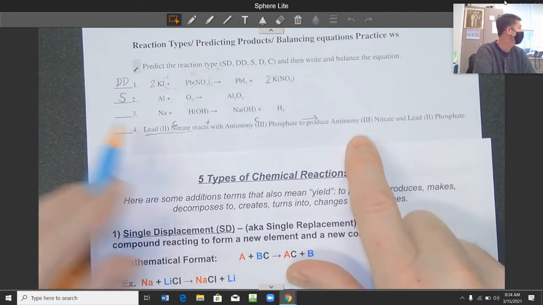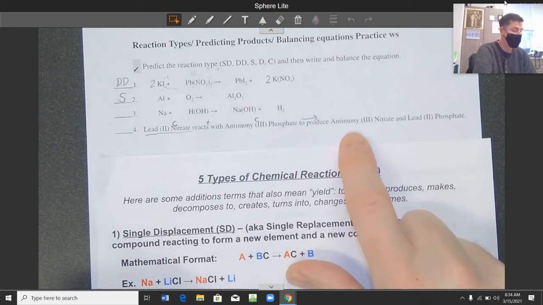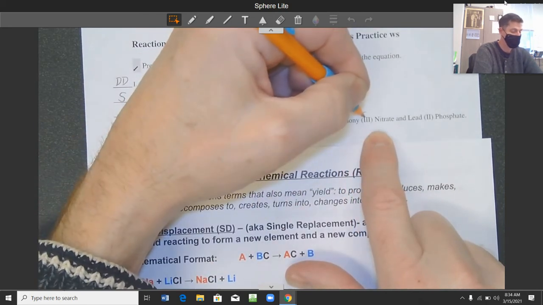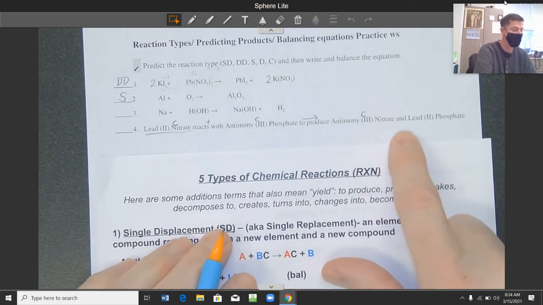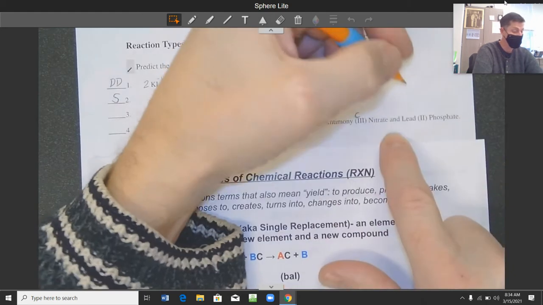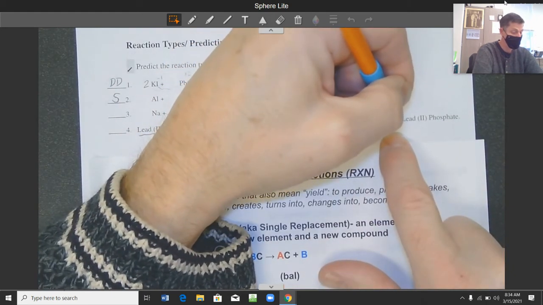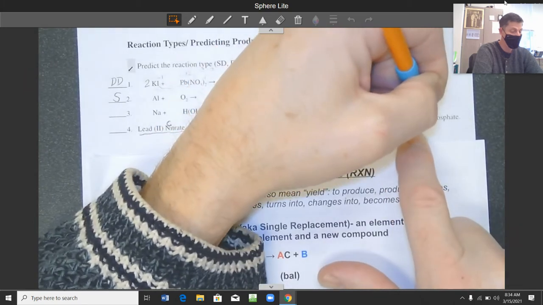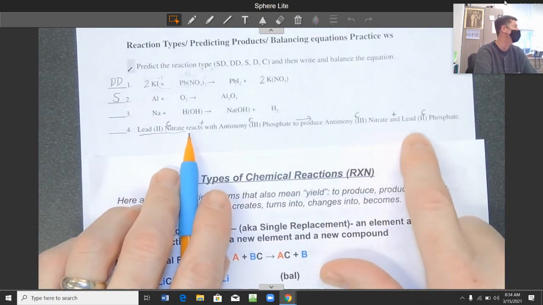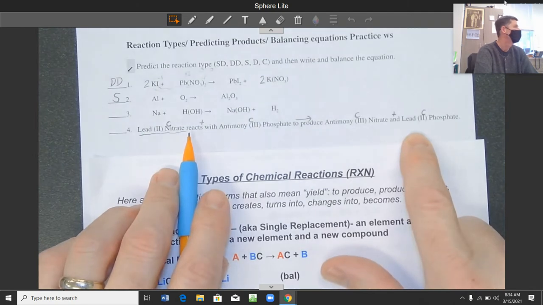And if something goes in, it must come out, right? So that means we have antimony(III) nitrate. That has to be a compound. And there's probably going to be our what? A plus sign. And then lead(II) phosphate. So I've been able to identify that just based off the names, right?